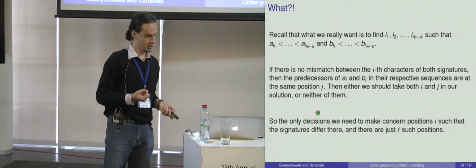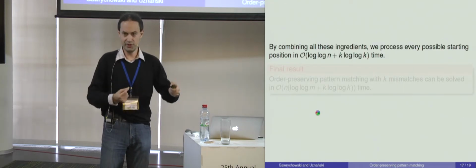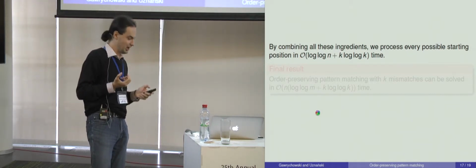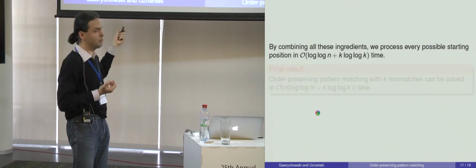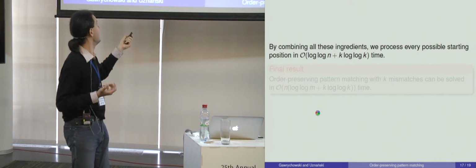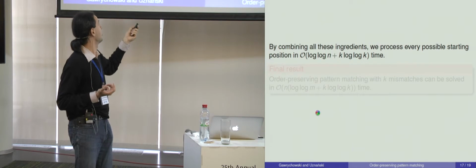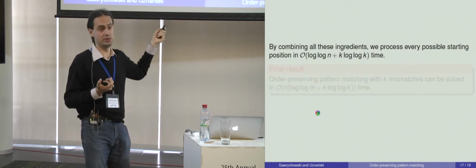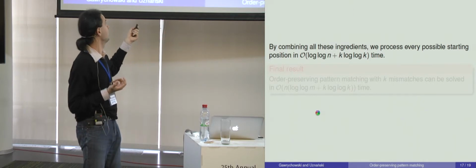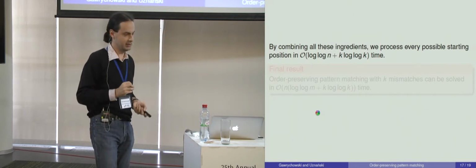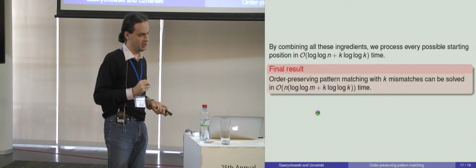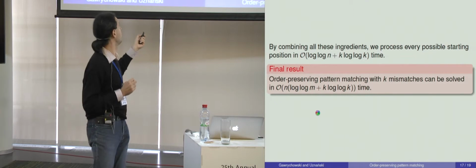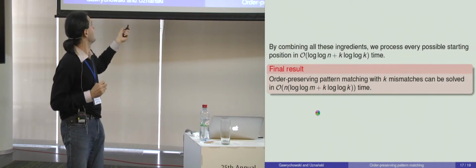Okay, so then you combine all those ingredients, which I tried to sketch, and you get that for every possible window, your time complexity is some logarithmic factor to maintain the signature, and then k times some logarithmic factor because you need to find the heaviest increasing subsequence. You also need to compute the Hamming distance, but that's plus k, so that's kind of hidden there. Then with some standard tricks, you can replace n by m here, and you get the final complexity, which is n times log log m plus k log log k.